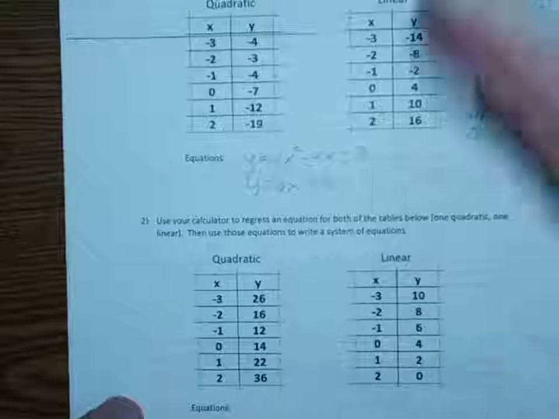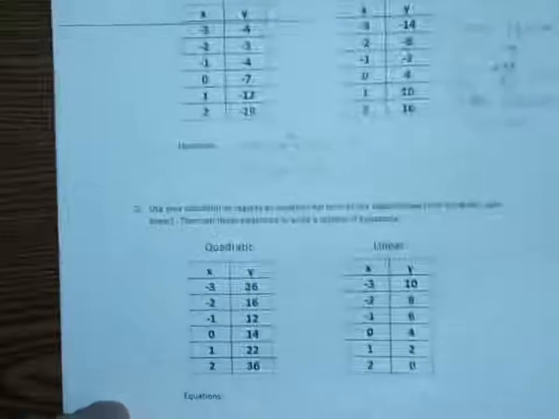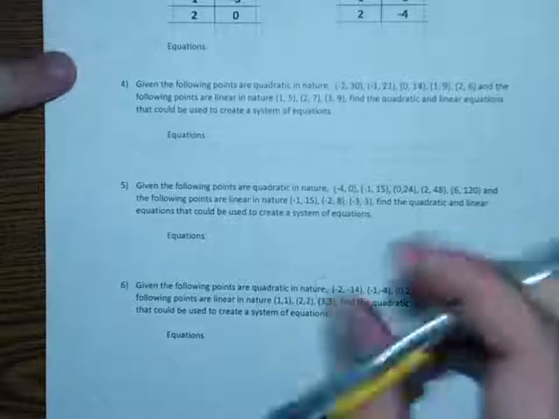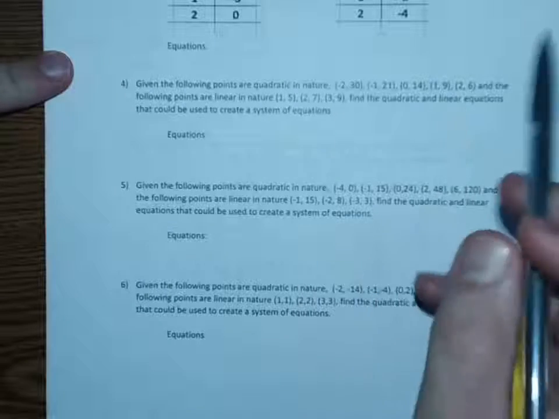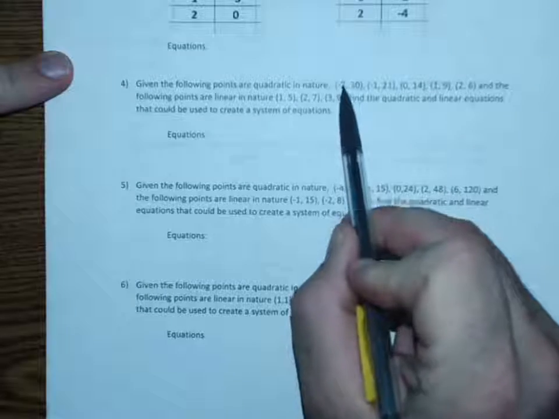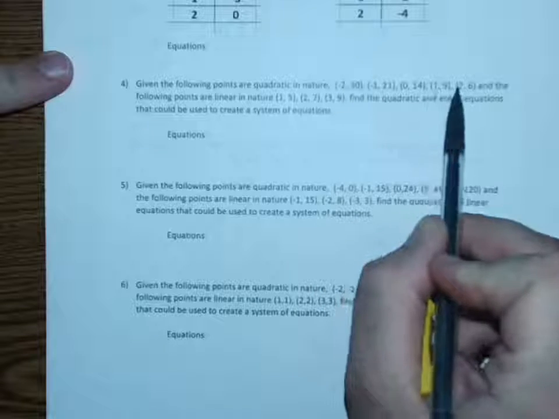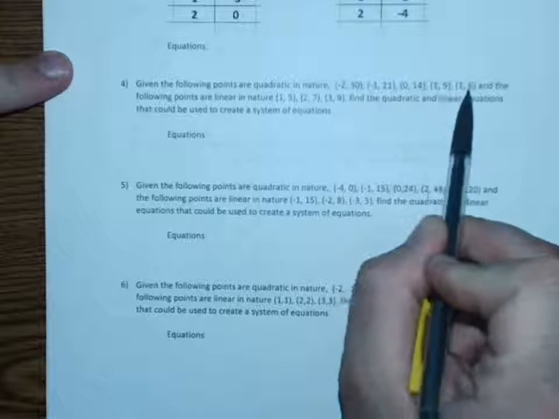In the worksheet that we did, I gave you 3 problems where they were tables, and they all work that same way. Then I gave you some problems with ordered pairs. Ordered pairs work the same way. I'm not going to do a demonstration for you, but you could put all the x values in list 1, all the y values in list 2, and then regress the equation. So it works out real nice.